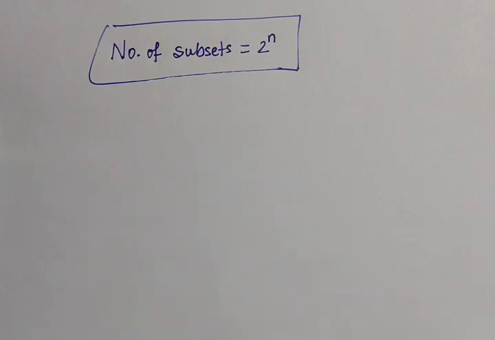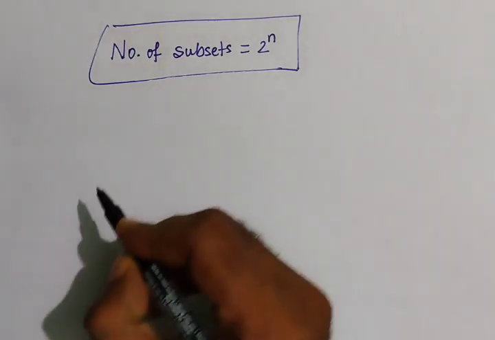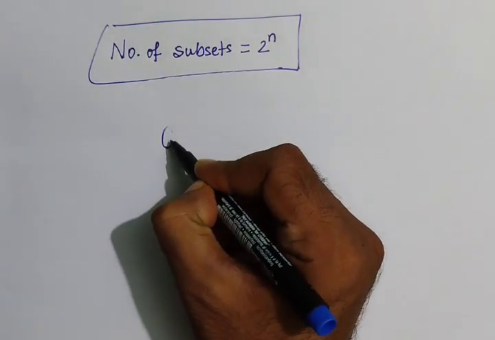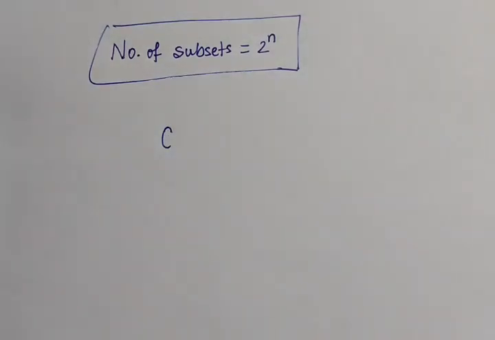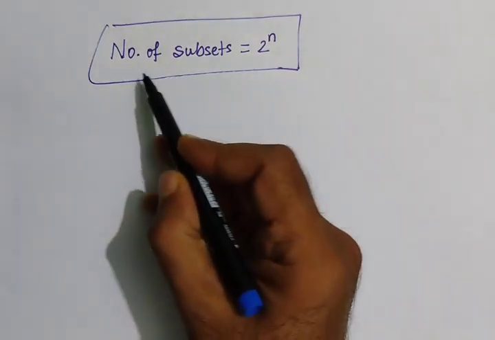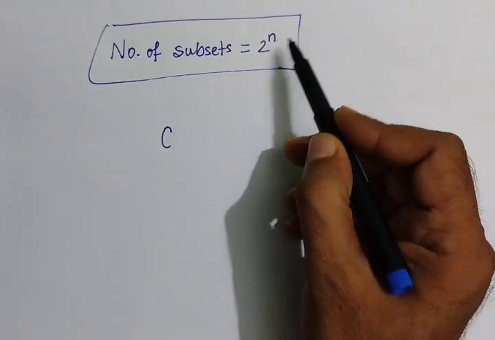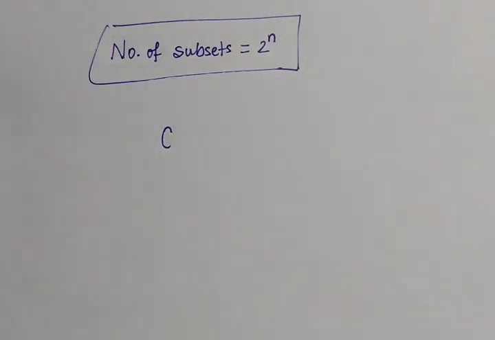One thing I want to discuss about this formula is that we have one operator C, which is known as the combinational operator. You will study this combinational operator later in the chapter permutation and combination. But why am I discussing it right now? Because the proof of this result, number of subsets 2 power n, is related to this combinational operator.